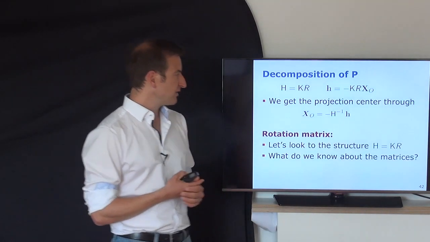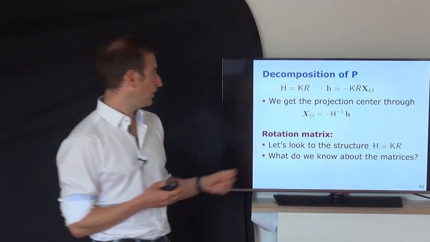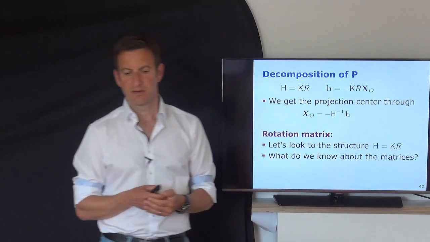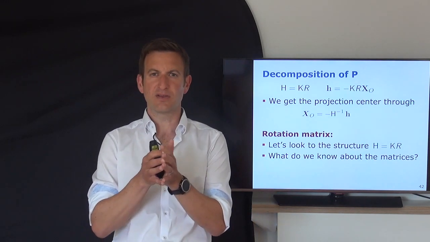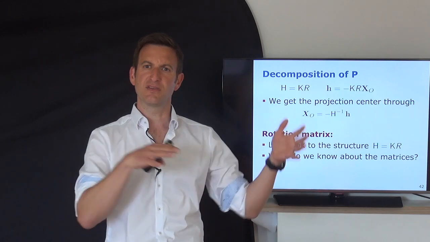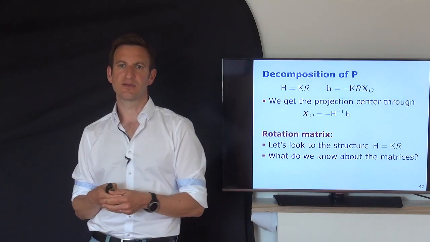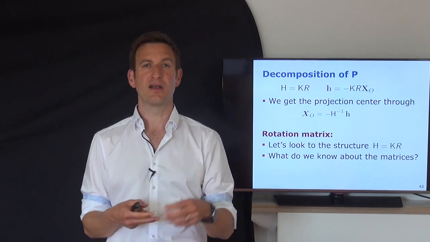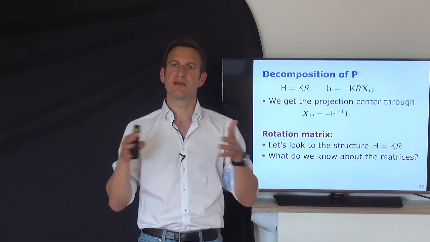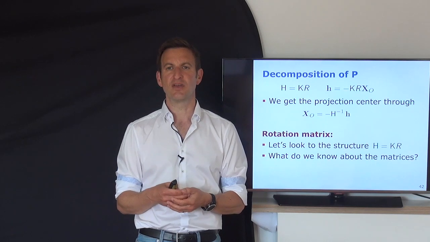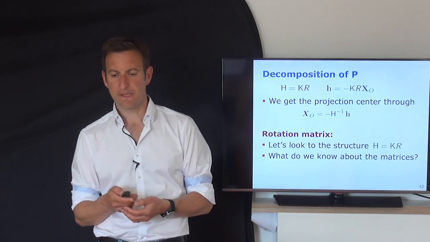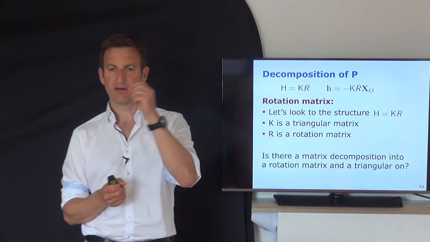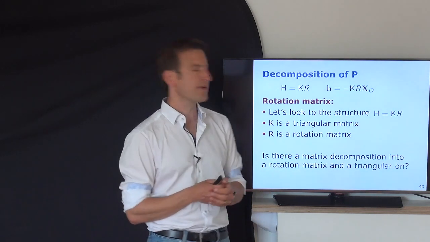The next thing, getting the rotation matrix out and the calibration matrix, is more tricky. So what we now need to do is we have this matrix H, which is K times R. How can we actually break this single matrix into two matrices so that they both have the properties that the one is the calibration matrix and the other one is the rotation matrix? In order to do this, we need to ask ourselves, what do we know actually about this matrix K and this matrix R? Can we exploit some of the properties in there so that we can appropriately decompose this matrix H into our two matrices that we want to have? The structure tells me K is a triangular matrix, a 3x3 triangular matrix, and R is a 3x3 rotation matrix.